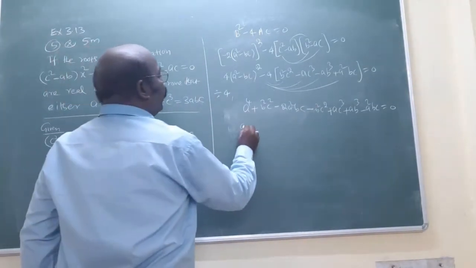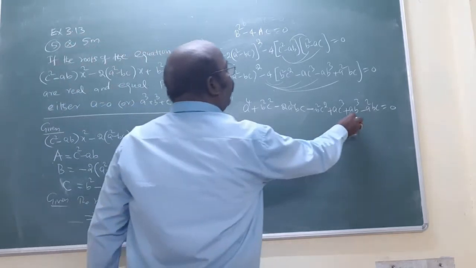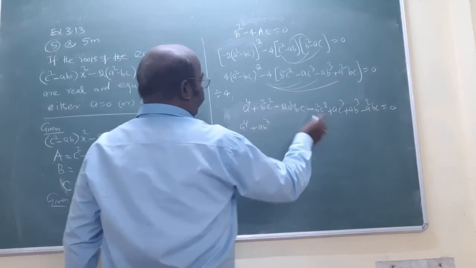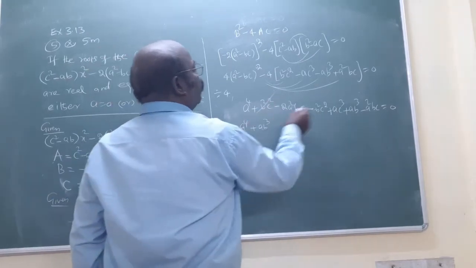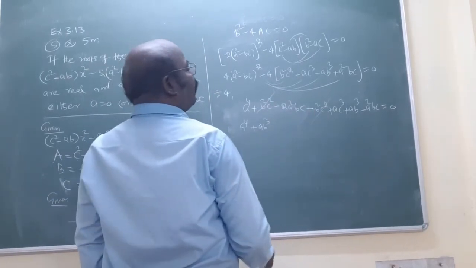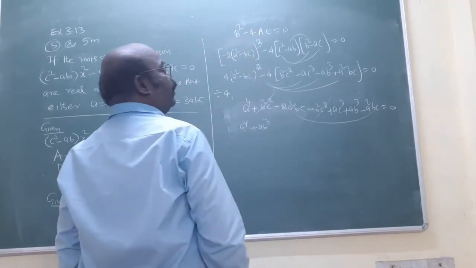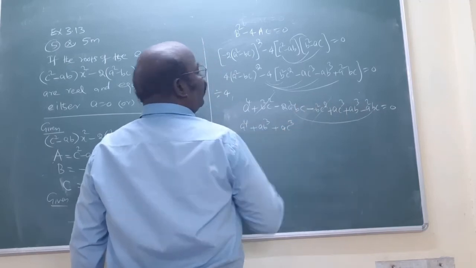Now write in order. What I told you? First a power 4. Next is a into b power 3. Now common terms should be combined, you know. What are the common terms? This will be cancelled. What is the common term? a square bc, no? Here also a square bc. Am I correct? Next is what? a b cube, a c cube. Am I correct?